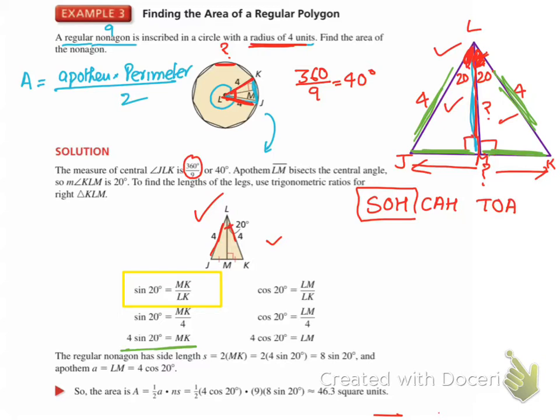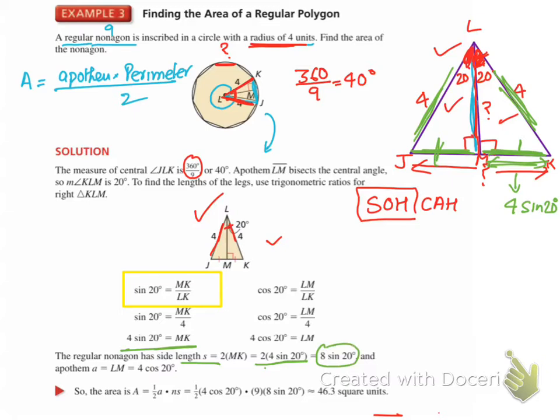So our, let me write it down here. Only this width is going to be how much? 4 sine 20 degrees. Then if I know this part, I know this is congruent to this, I can easily get my JK. So they have found out the JK is going to be the side length, and that's going to be twice. Just multiply it by 2, and your answer is 8 sine 20.